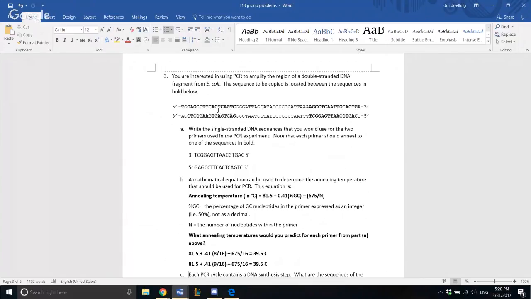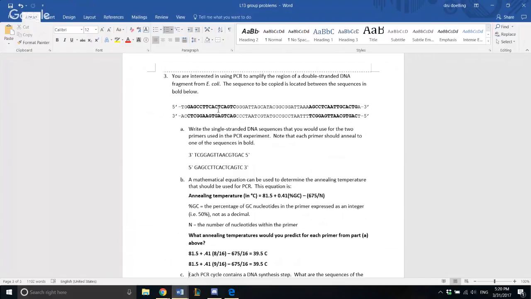B. So this is the mathematical equation. We had an equation right here, trying to find degrees Celsius. It gave us pretty much everything except for the GC and the N. So how many GCs there are, that's how much we put in. So it was 8 over 16, where 16 is the total number of letters in the sequence, total nucleotides. So we minus 675 divided by 16 will equal 35 degrees Celsius, 35.5 Celsius.